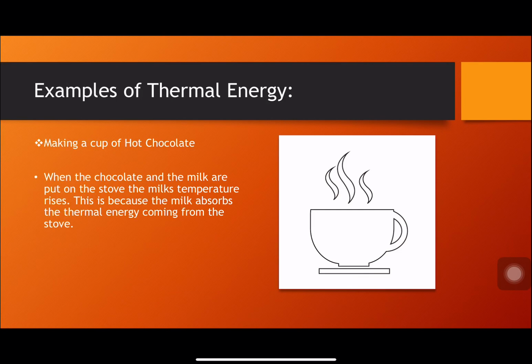An example of thermal energy is making a cup of hot chocolate. When the chocolate and the milk are put on the stove and the milk's temperature rises, this happens because the milk absorbs the thermal energy coming from the stove.